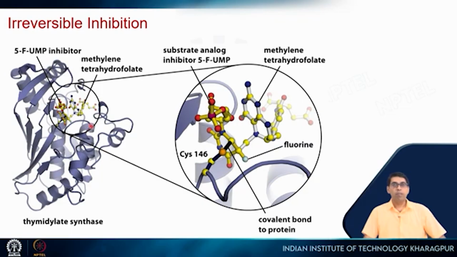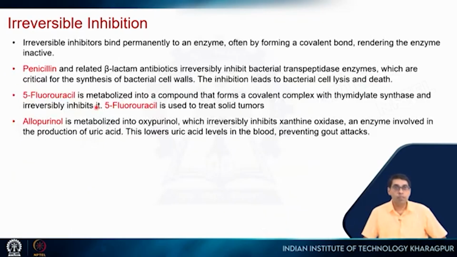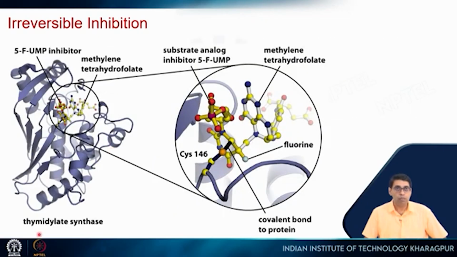Okay. So, let us look at this 5-fluorouracil, right. This is the enzyme thymidylate synthase, and the inhibitor is bound here, and the enzyme is also bound to methylene tetrahydrofolate, right. Tetrahydrofolate is the one which will ultimately donate this methyl group to uracil and result in the formation of thymine, right. So, one of the substrates is bound here. It is actually a cofactor, and we have the inhibitor which is bound here.